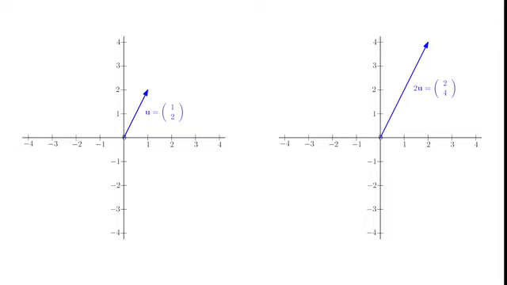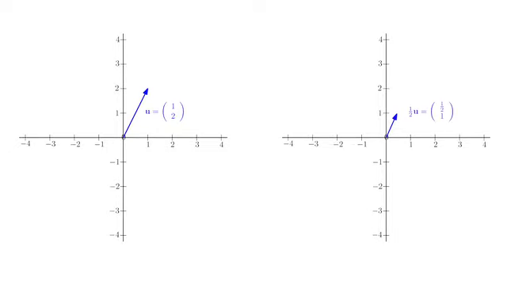What about if instead we'd multiplied u by a half? Well, according to the definition, a half u should be the vector a half, 1. And here it is. And we can see that multiplying by a half has had the effect of scaling our vector by a factor of a half.